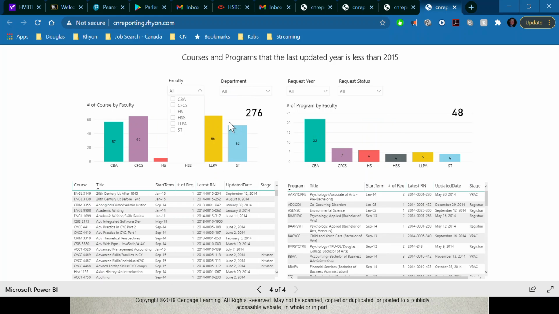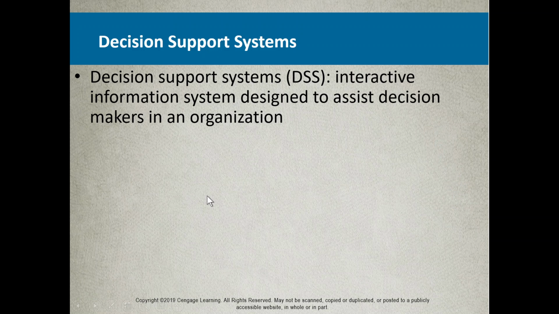So this is a very typical example of that. If you want to have a look at it, you can go here. It's called cnreporting.ryan.com. I just stuck it on my own personal domain server, and you can play with it and try it out.